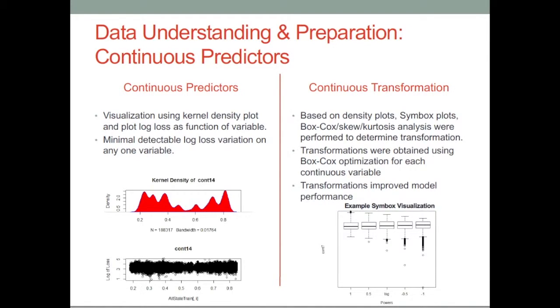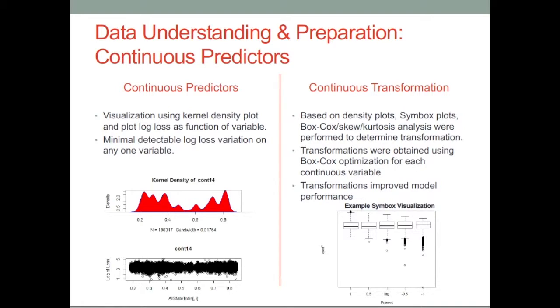For the continuous predictors, we also did two visualizations, one being a kernel density plot, and the second being a plot of the log loss against the variable. Much like the factor predictors, we were unable to detect variation on any one variable. But with the kernel density plot, we did see that there was a potential for transformation, so we did some additional analysis. That additional analysis looked at symbox plots for a ladder of power transformations, looked at Box-Cox, and did some skew and kurtosis analysis.